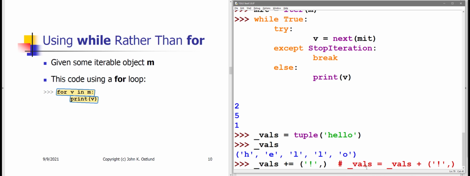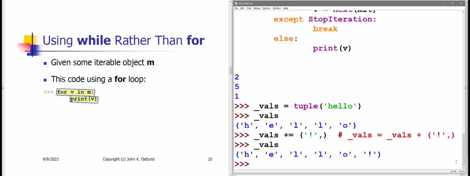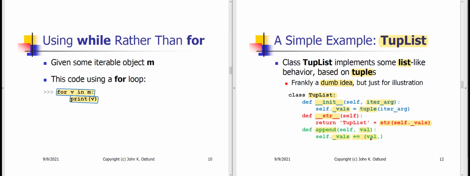So the trick we're using here is that we're not directly modifying the existing underscore vals tuple. What we're doing is taking the existing underscore vals tuple, appending another tuple to that tuple, and then reusing the name underscore vals to refer to that new tuple. So it sort of vaguely seems like we're changing underscore vals, but we're actually changing what underscore vals the variable name refers to. All right, so that's our implementation of our append method.